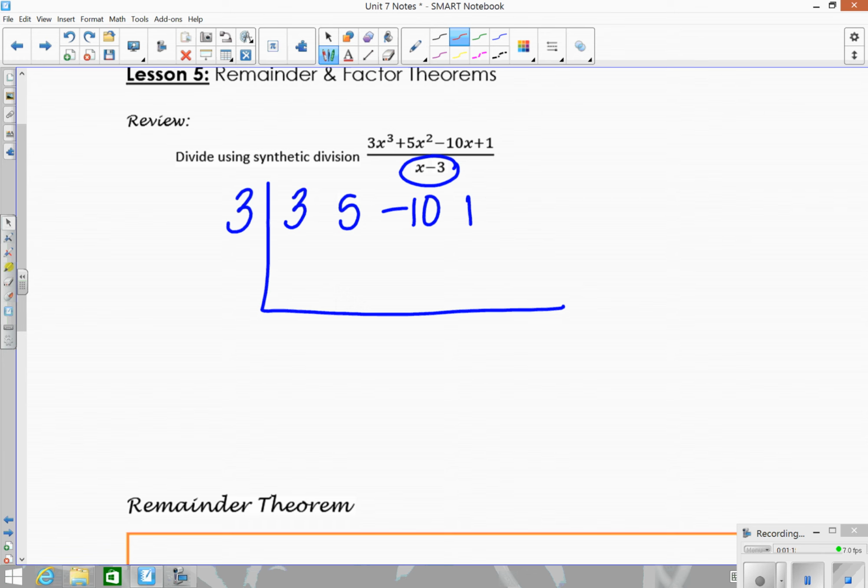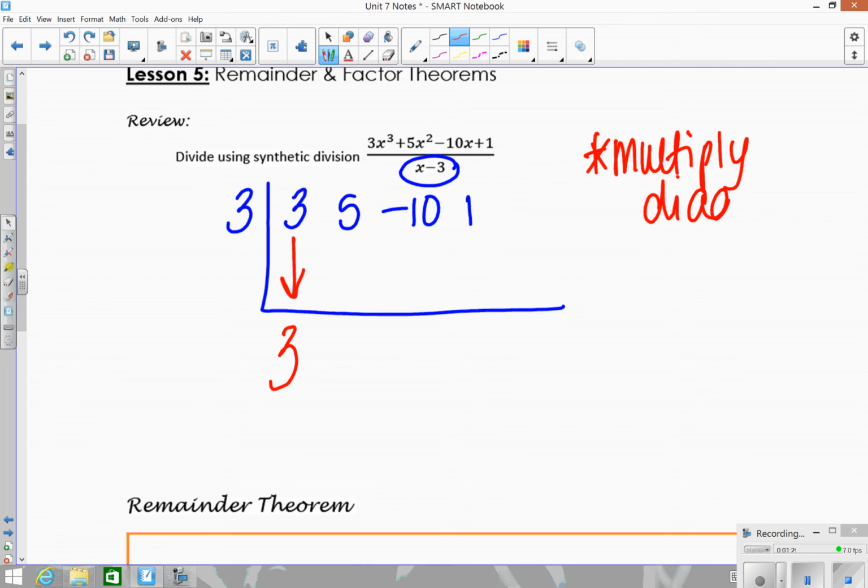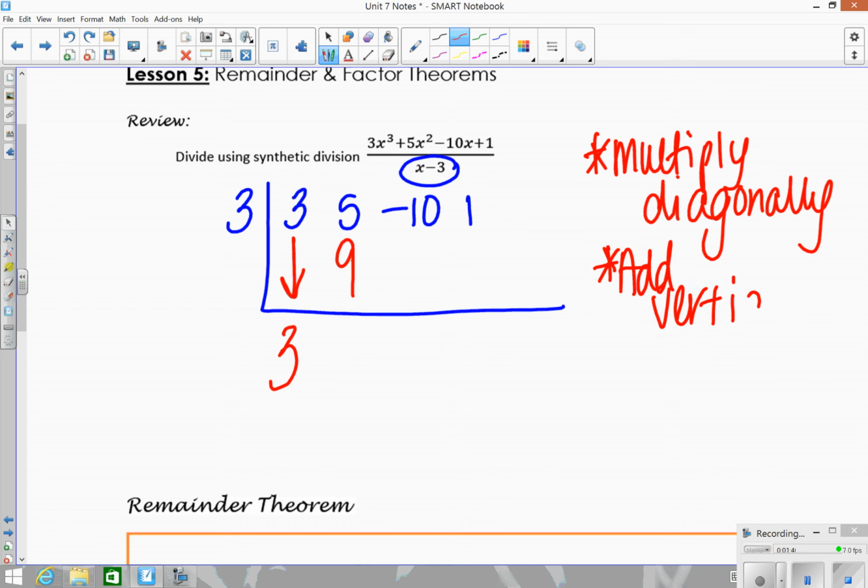The process of using synthetic division is first you slide the first term down. Then you always multiply diagonally. So I have 3 times 3, which gives me 9. Then you add the numbers vertically, so I add 5 plus 9, which gives me 14. And then you just continue the process.